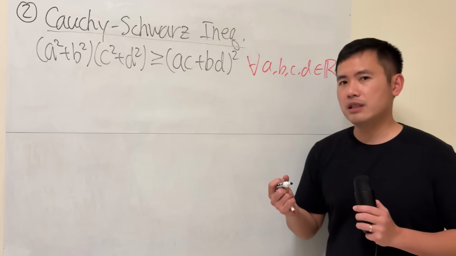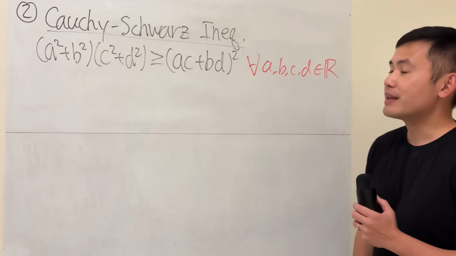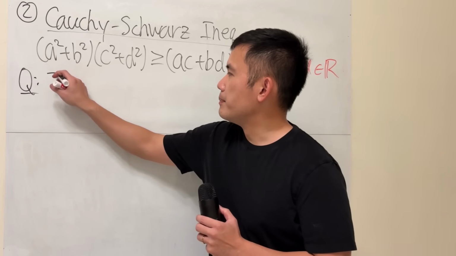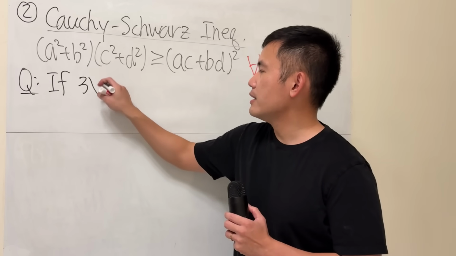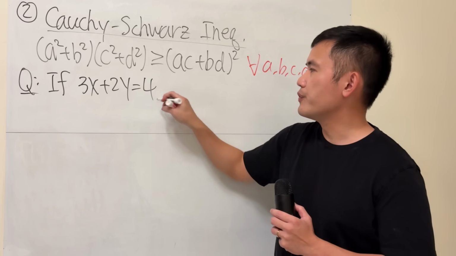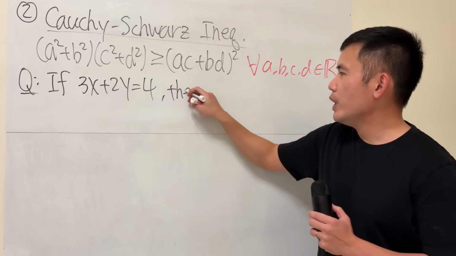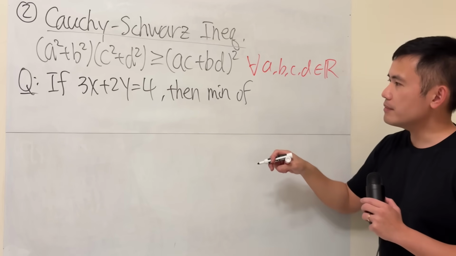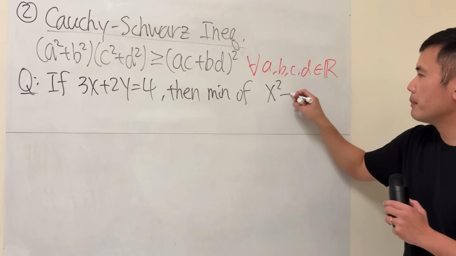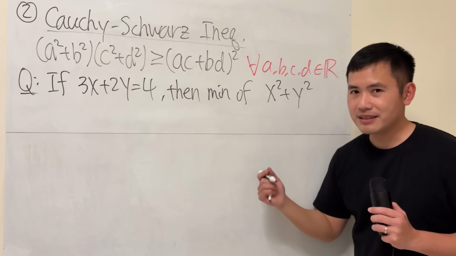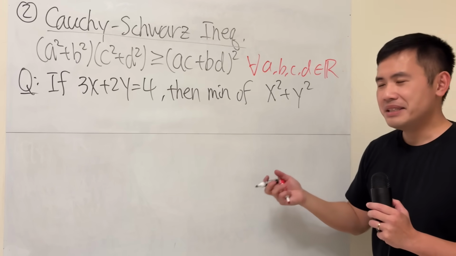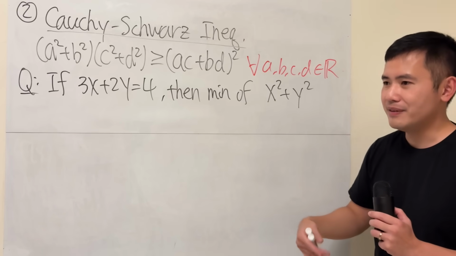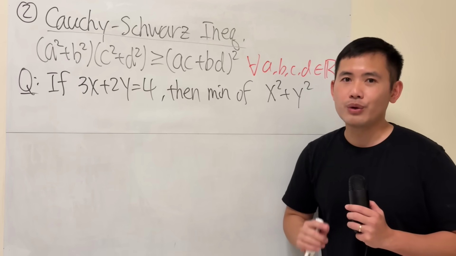But let's see how we can use this inequality to help us solve some calculus type of question. Right here, I would like to ask you the following question. Suppose we have 3x plus 2y is equal to 4. Then we would like to find the minimum value of, let's say, x squared plus y squared. It does sound like a total calculus question, right? This is suggesting us to solve for the y from this equation and then plug into here and then take the derivative and then set it equal to 0 and so on, right? But you don't have to do so.